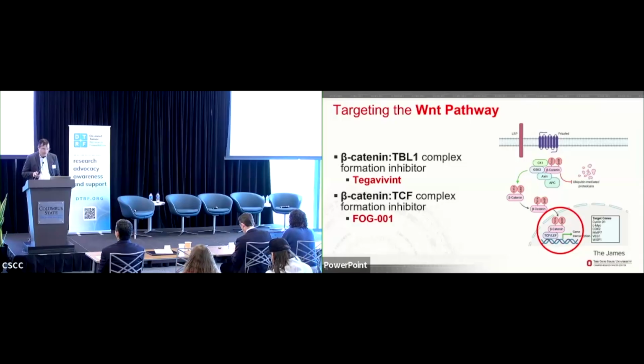And so we were part of some very, very early work in Dr. Pollack's lab here, investigating within desmoids, how does this pathway work and how do these drugs interact with that pathway? Then I'll touch a little bit later on a compound called OG01, which is targeting a slightly different part of that pathway.